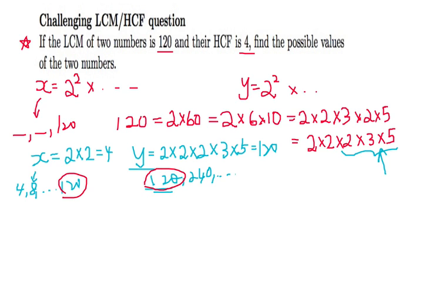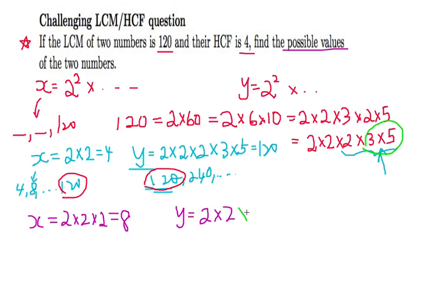Okay, so this is the first set of numbers, but they're asking you to find the possible values of the two numbers. So there are other sets of x. If I let x be 2 times 2 times 2, that will be 8. Then y has to be a number such that the highest common factor is 4, so it can only have 2 times 2 and the remaining 3 and 5. So it will be 4 times 15, which is 60.